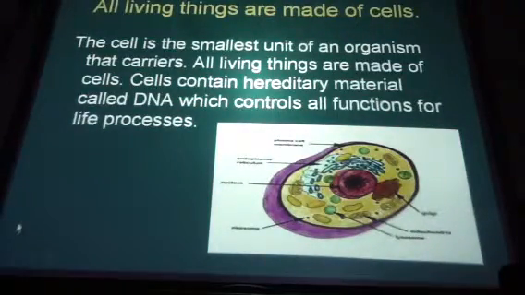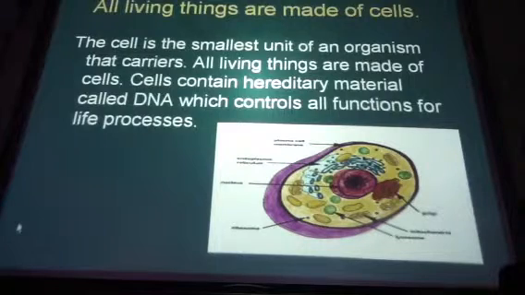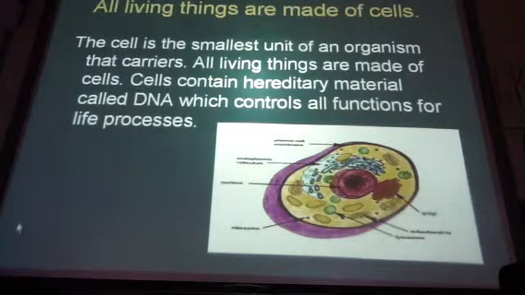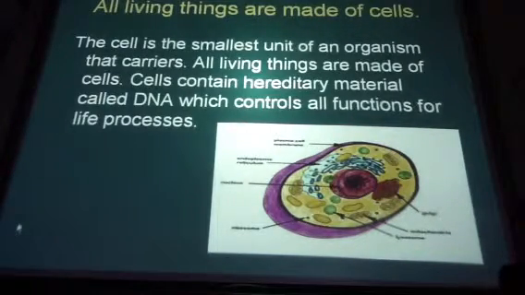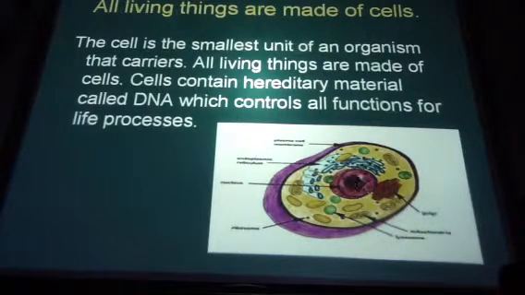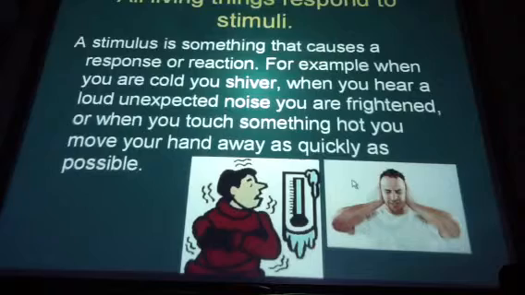All living things are made of cells. The cell is the smallest unit of an organism. Cells contain hereditary information called DNA, which controls all functions of life processes. And DNA is found in the nucleus of the cell.